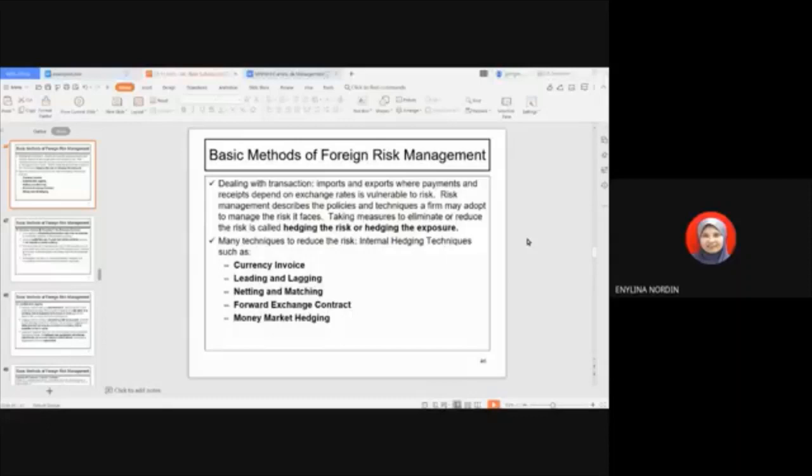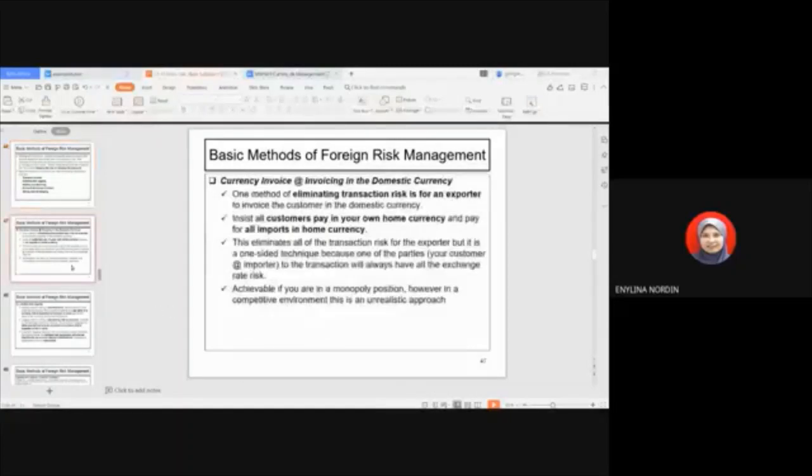So this is called the company hedging the risk or hedging the exposure from the exchange rate fluctuations. There are many techniques that can be used to reduce the risk or to manage the foreign risk. Here are the internal hedging techniques: currency invoice, leading and lagging, netting and matching, and then forward exchange contract and money market. So we go to the next one.